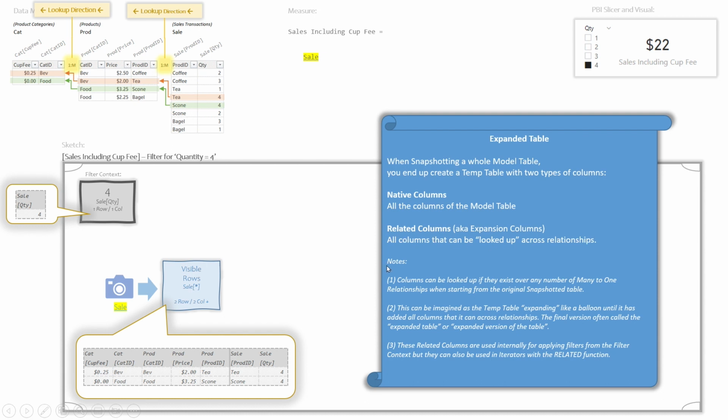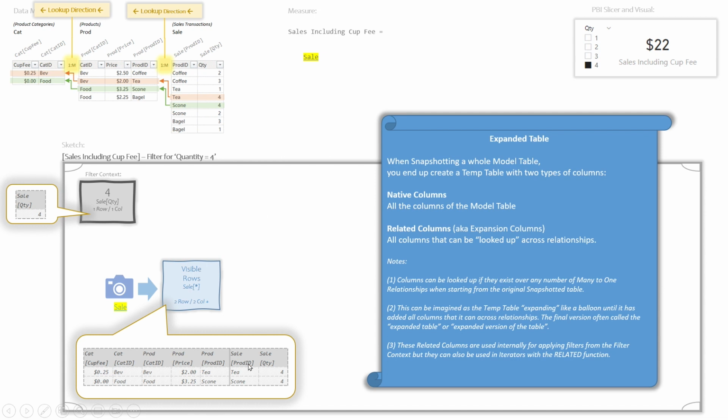So a couple notes here. A column can be looked up if it exists, or they exist, over any number of many-to-one relationships when starting from the original snapshotted table. That's sort of a mouthful. All it means is if we're starting here, as long as the table that we're looking up is on the one side of the relationship, we can get all those values. Since this one's on the one side of the relationship, we can get all those values. If we started here on this table, we'd be able to look up this direction, but we wouldn't be able to look up this direction. So our snapshot would have these extra columns, but not these. You're always looking up from the many side to the one side. Many side to the one side.